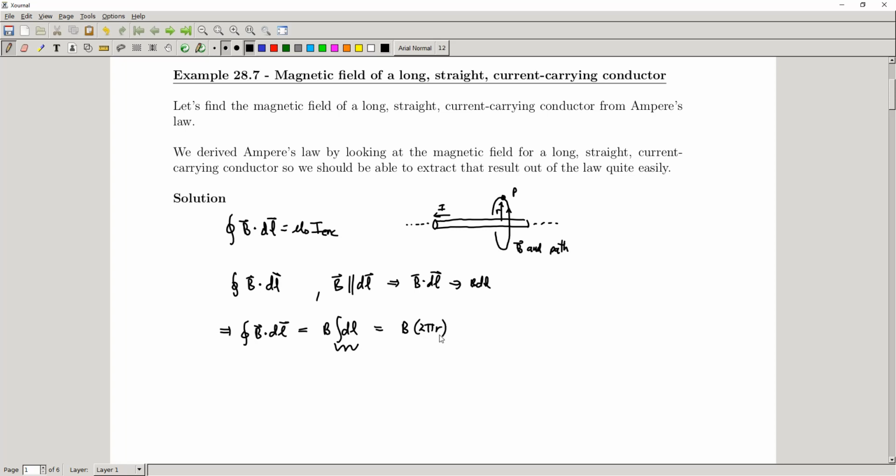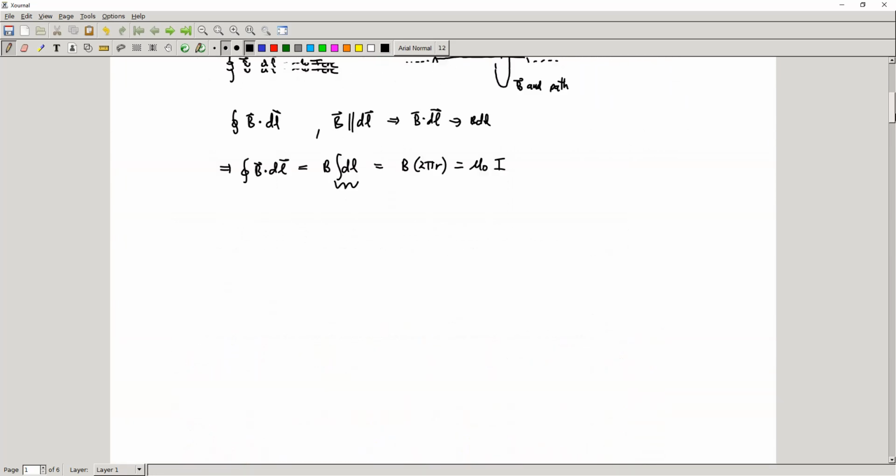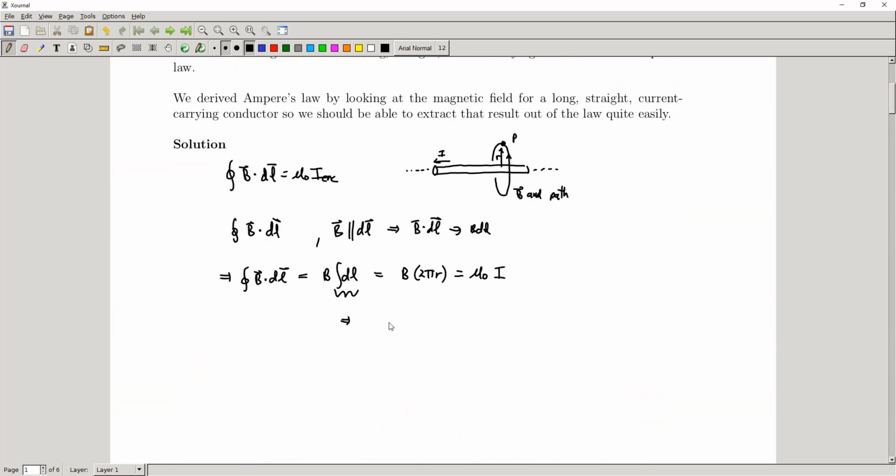And now moving over to the right-hand side of our equation. We had the left-hand side, which is this line integral that we did. The right-hand side is just mu times I enclosed. But what's I enclosed? Well, we're enclosing only the current that's in the wire that we're looking at, right? So I enclosed is just I. And now all we have to do is just isolate B, right? So if we isolate B, we're going to end up with mu naught I over 2 pi r, right?